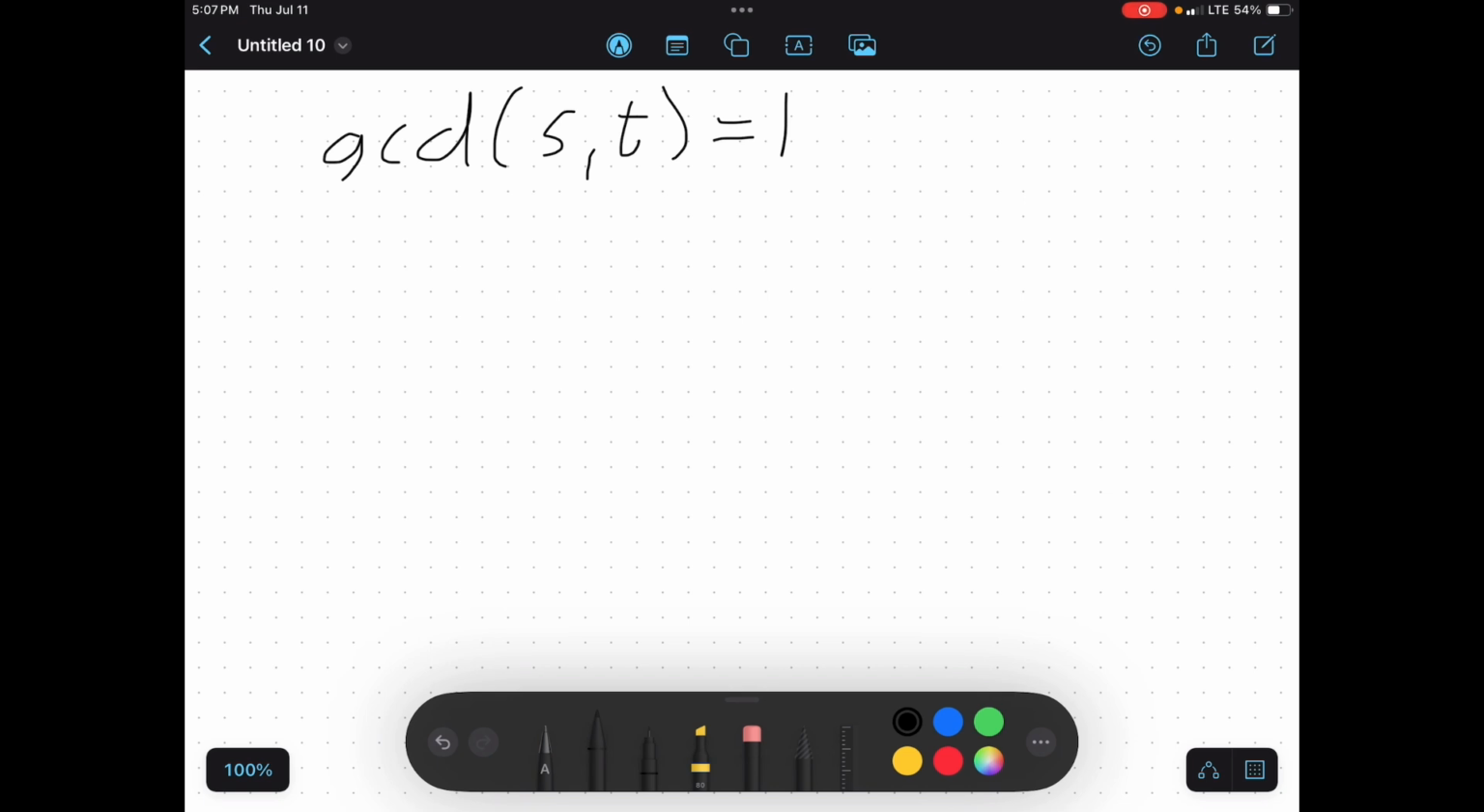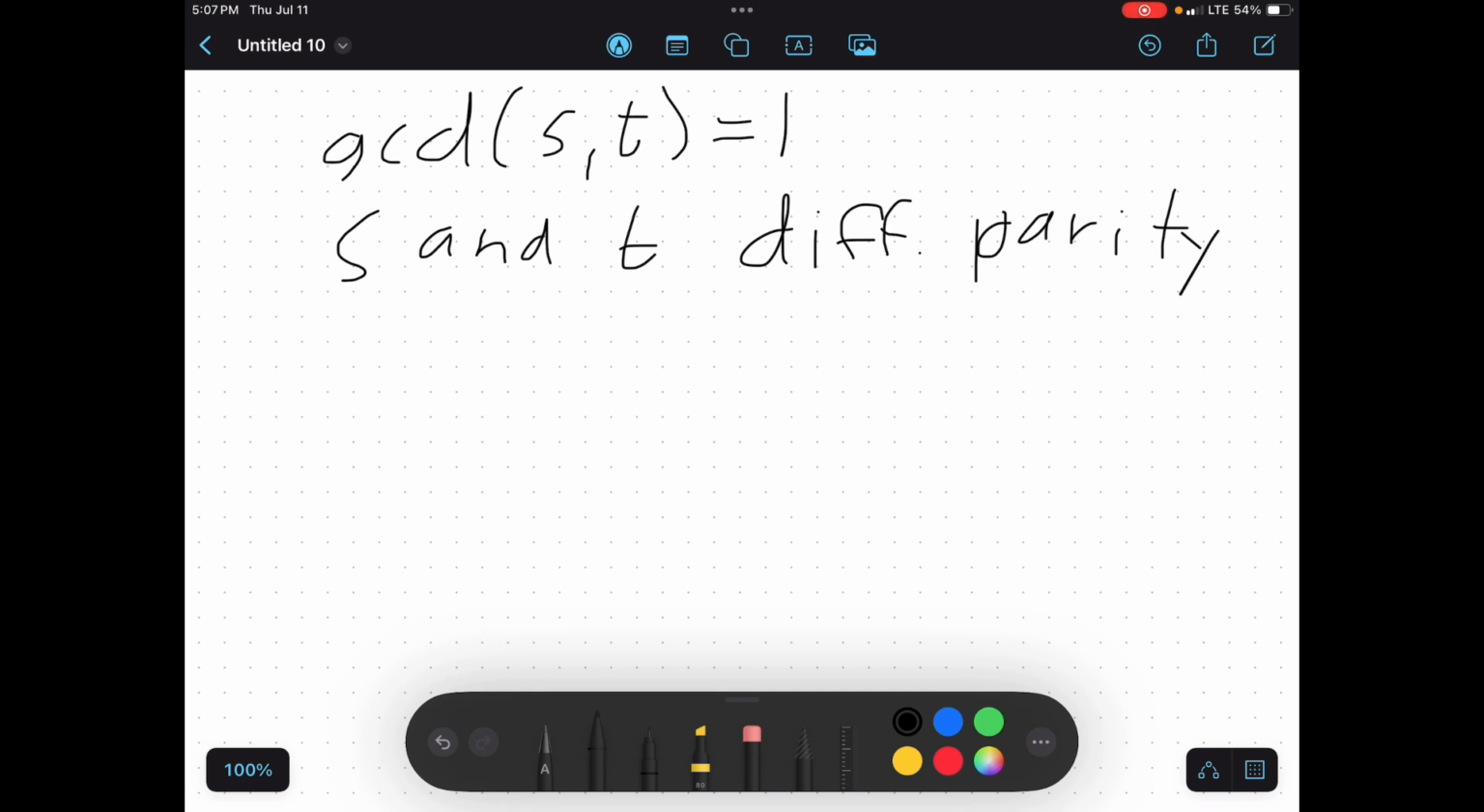The other thing is that s and t have different parity. I'm just going to abbreviate here, different parity. And all this means is one is odd, one is even. It doesn't matter which is odd and which is even, but one must be odd and one must be even. So let's take a look at an example where maybe these conditions aren't met and compare them to a situation where these conditions are met.